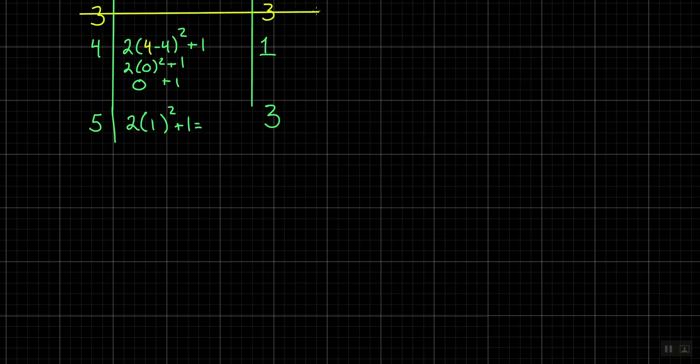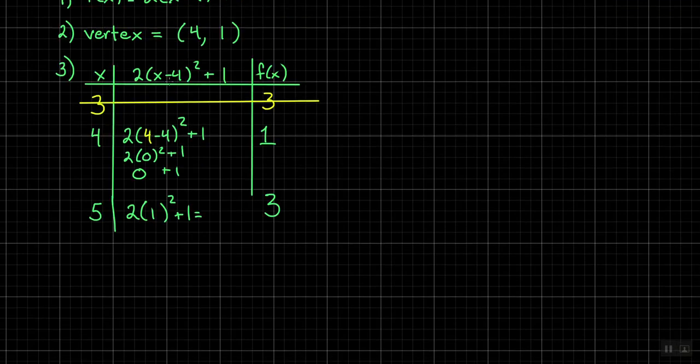0 was pretty easy to square. That's why we chose 4. 1 was pretty easy to square. That's why we picked 5. What's the next easiest thing? 2 is easy to square, right? What value of x would you plug in right here to make it a 2 inside?